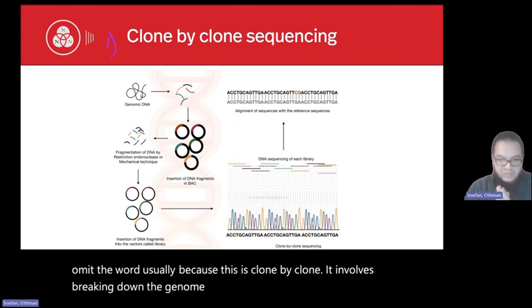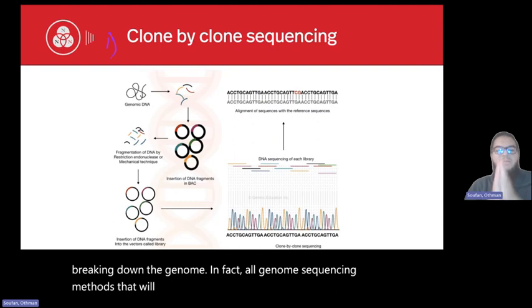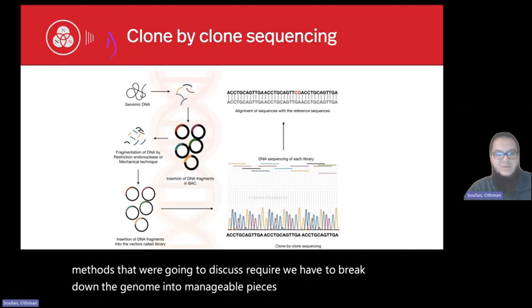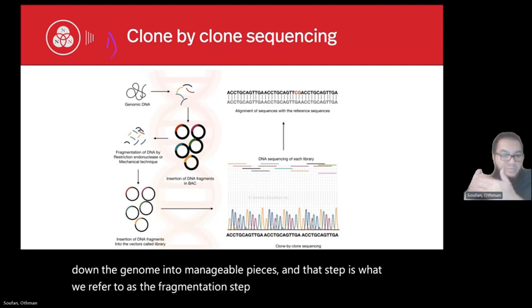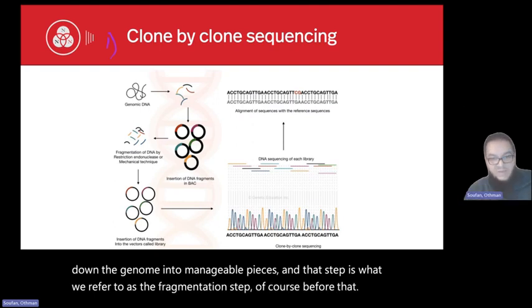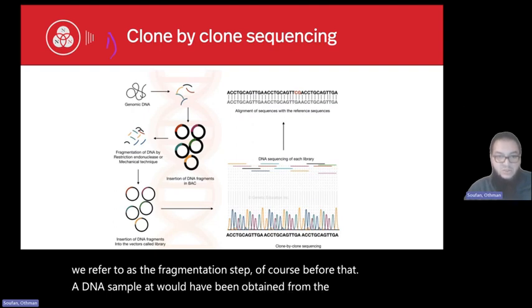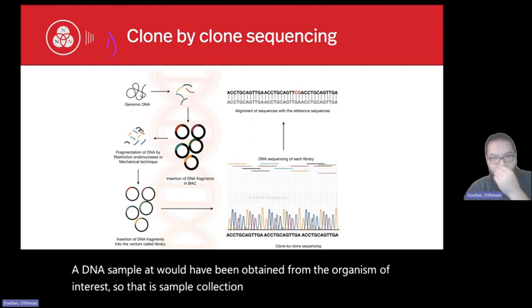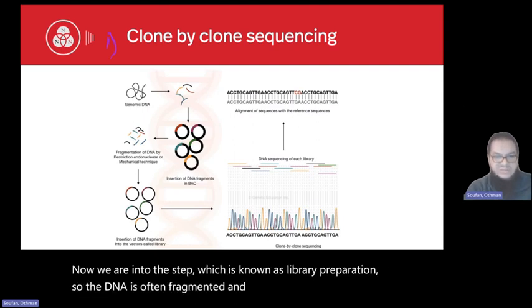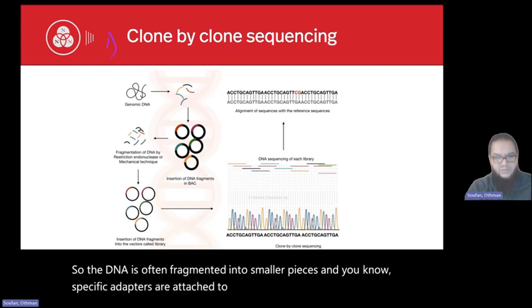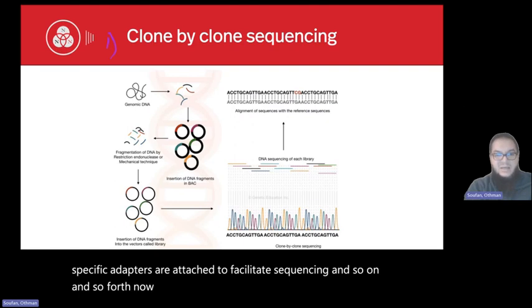In fact, all genome sequencing methods that we're going to discuss require us to break down the genome into manageable pieces, and that step is what we refer to as the fragmentation step. Of course, before that, the DNA sample would have been obtained from the organism of interest, so that is sample collection. Now we are into the step known as library preparation. The DNA is often fragmented into smaller pieces, and specific adapters are attached to facilitate sequencing.